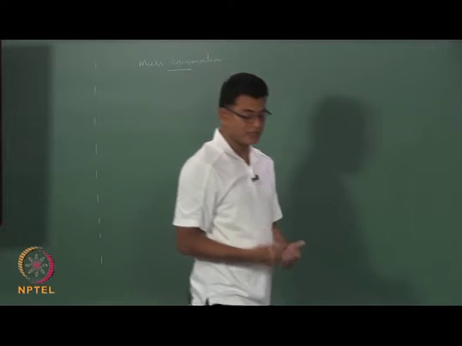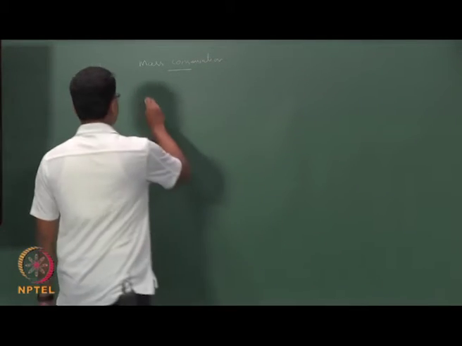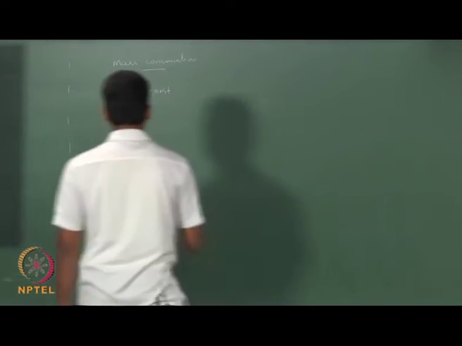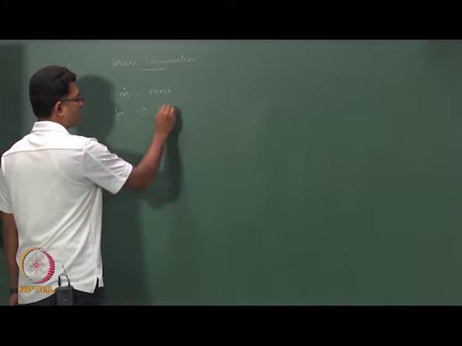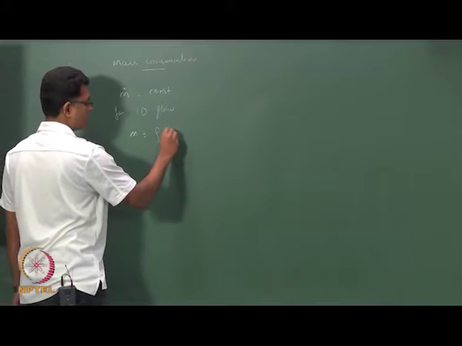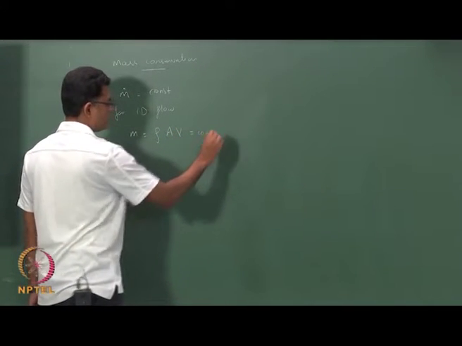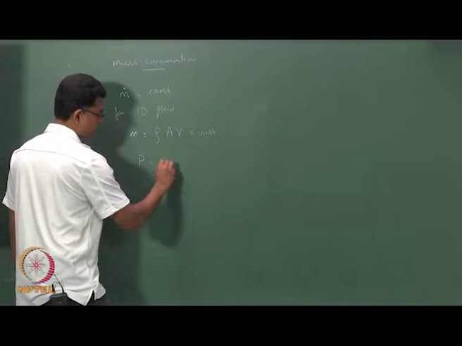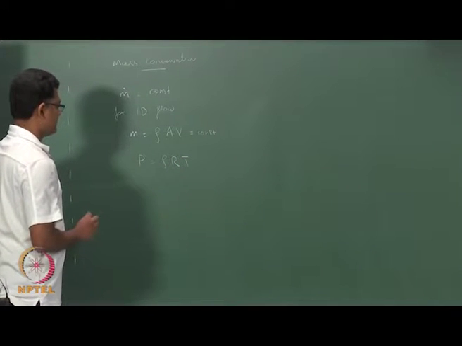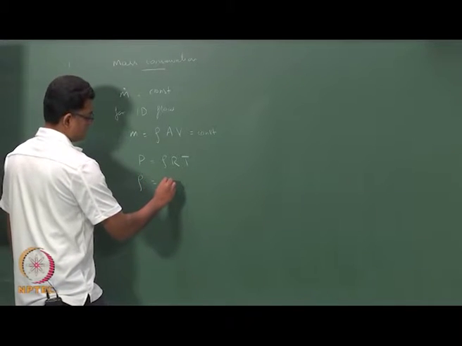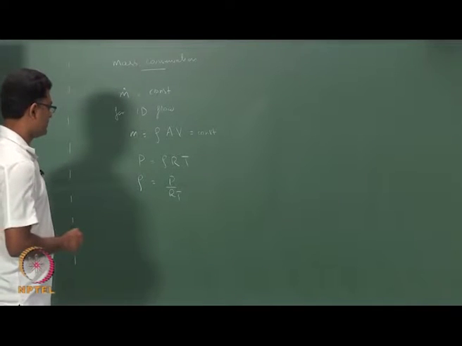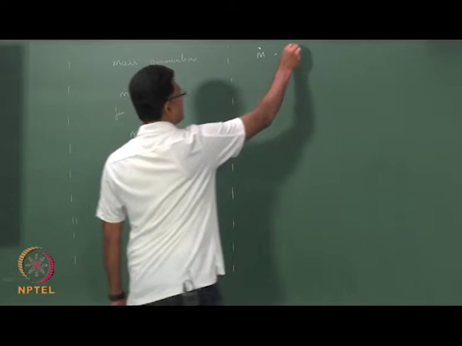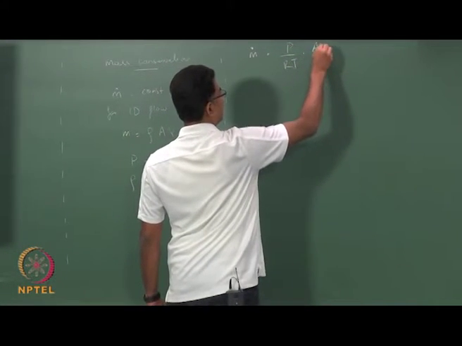Aim is to write mass conservation in terms of Mach number. So, m dot is constant for 1D flow. We know P equals rho R T. So, I can substitute rho as P by R T. So, my m dot is now P by R T into area A into velocity V.